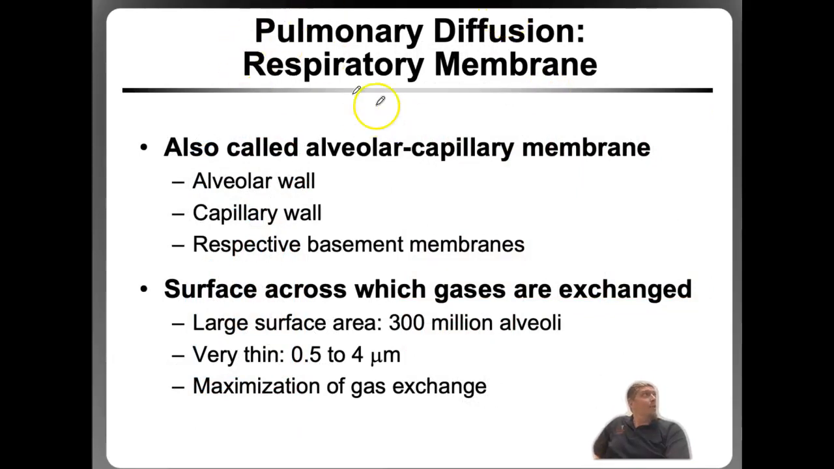The membrane that this is going to go across is called the alveolar capillary membrane. So the alveolar wall and the capillary wall are right next to each other. So those should be around all the different blood vessels down there. It's the surface across which the gas exchange happens, a fairly large surface area of 300 million alveoli in your lungs.